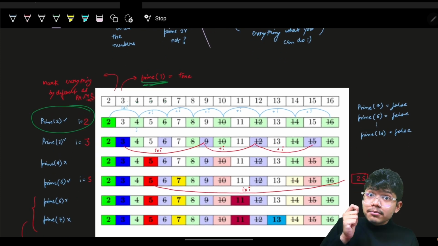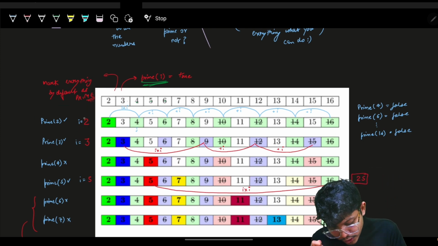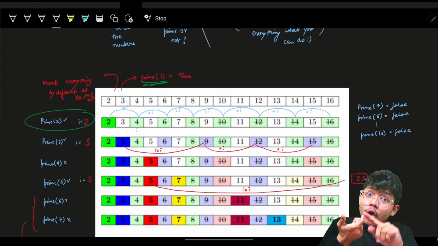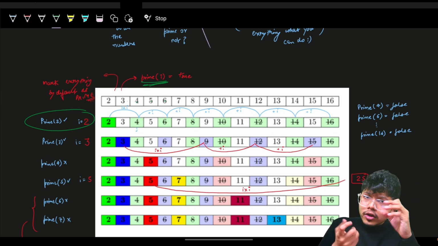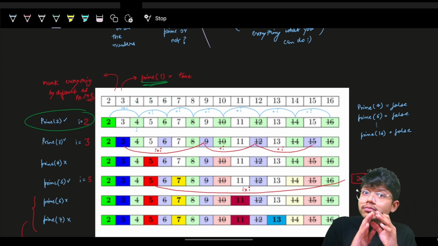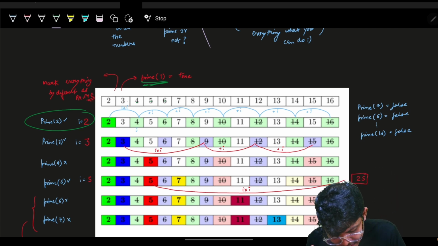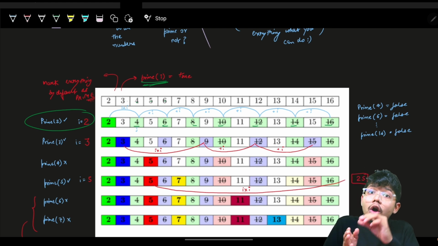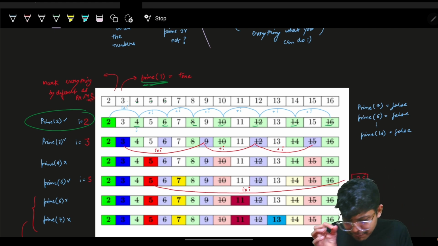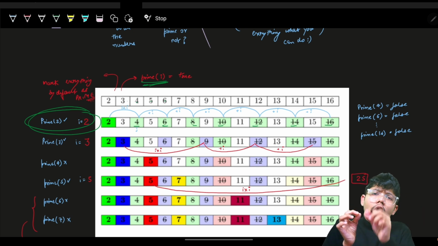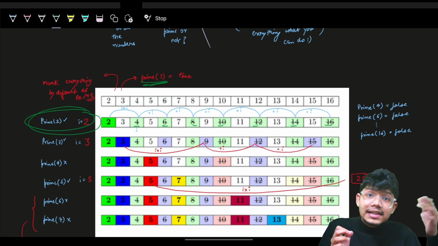Now, you went on the first number. You know it is prime because it's the first number, right? So you know number 2 is prime. But you also know all the multiples of 2 will never be prime. So I know one thing: I can just say 4, 6, 8, 10, 12, 14, 16, all of them will not be prime. So if I am at number 2, I will go and mark all of them as not prime.